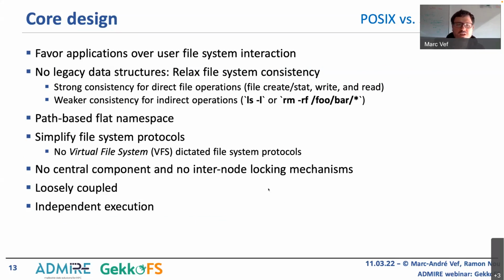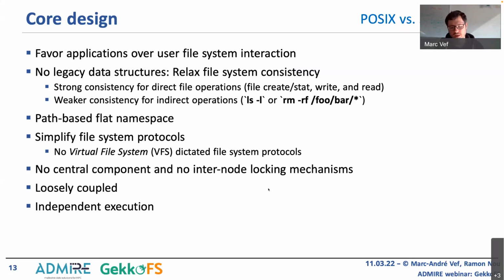Then we want to weaken the consistency a bit. This is mostly for operations that we call indirect operations. For anything that is a direct file operation, which is creating a specific file, writing a specific file, or reading a specific file, this is strongly consistent, and we can get away with that without any locking. But if you do an ls -l operation, it gets very difficult to do this in a strongly consistent way, because we have no locking. We are not able to lock a whole directory while other people are inserting files into it.